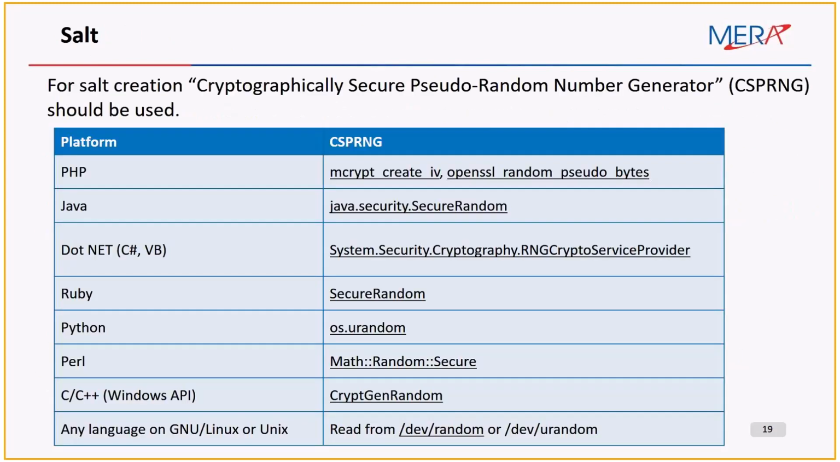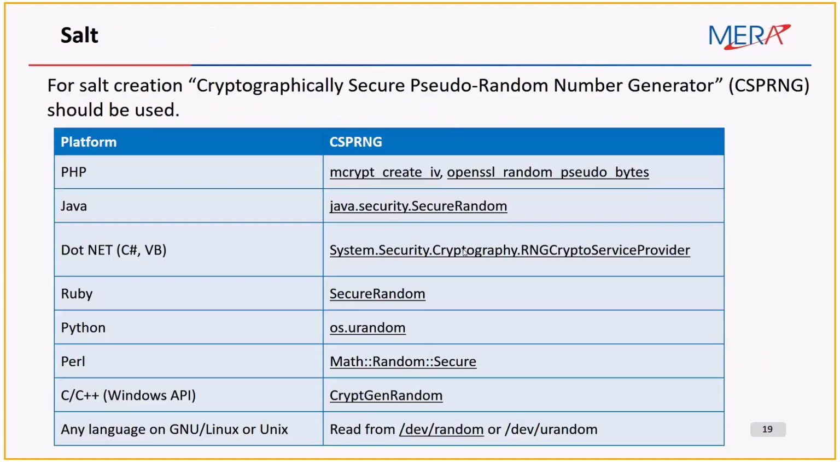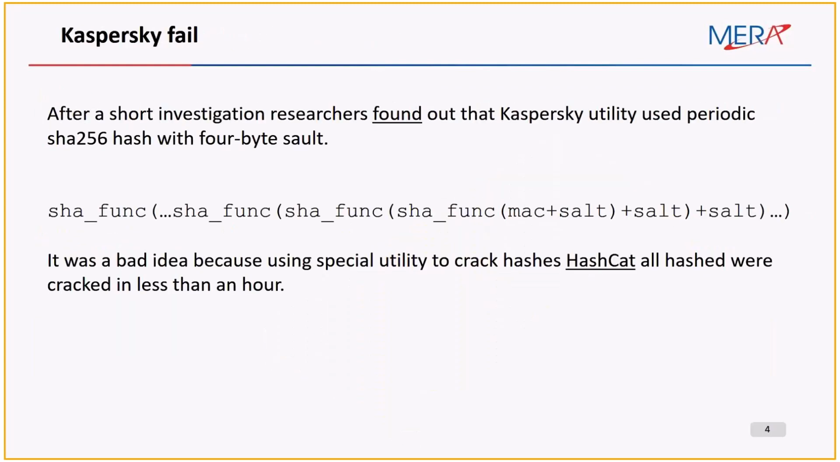Let me answer. As I said, for example, PBKDF2 takes two arguments. The first one is the number of iterations, and the second one is a cryptographic hash function. You can provide any hash function, but the best variant is to provide a cryptographically protected one, for example SHA or RIPEMD. We should not use hash functions directly. We should use special functions that use cryptographically protected functions. That's why Kaspersky fails, because they used this hash function directly. This scheme will be cracked very easily with any SHA function.